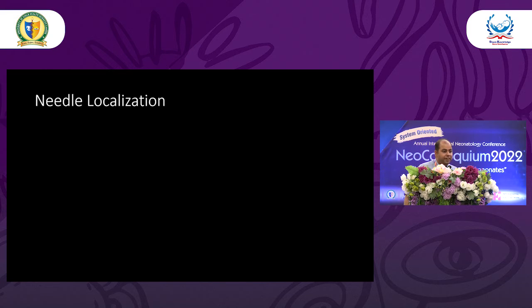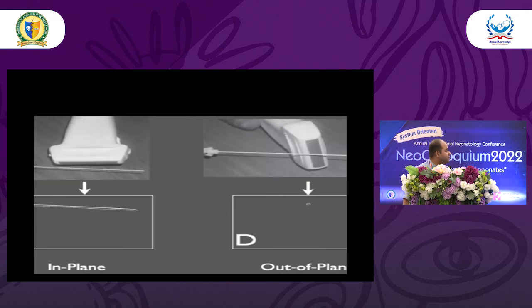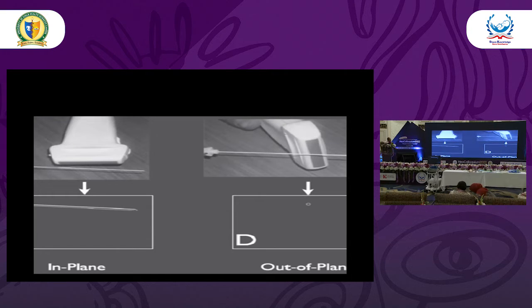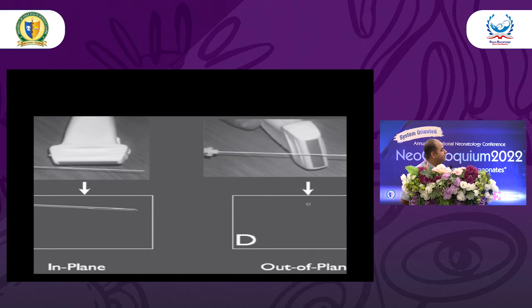Now we come on to the needle localization based upon our knowledge of how our vessel should be localized. There are two techniques to localize a vessel when we insert a needle. One is called in plane and the other is called out of plane. In this image, you can appreciate the needle is being passed along the longitudinal track of the probe. It's called in plane. And in this, the needle is passed perpendicular to the probe.